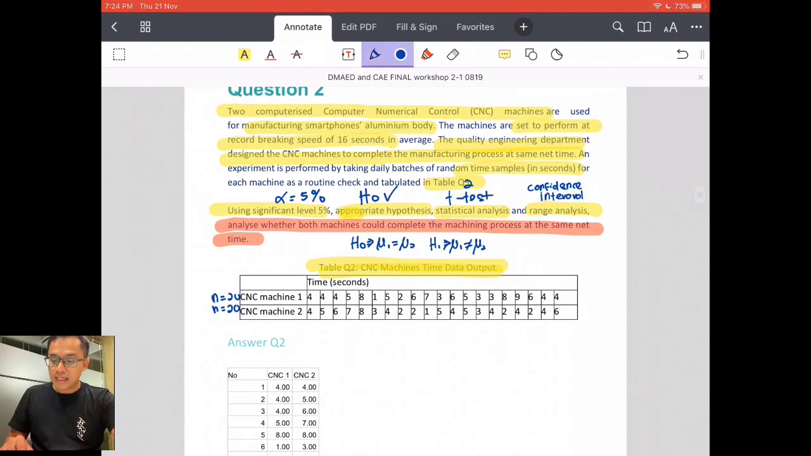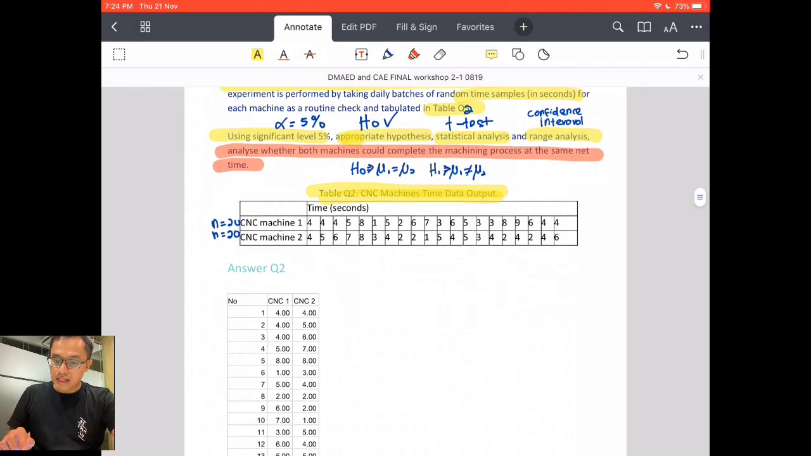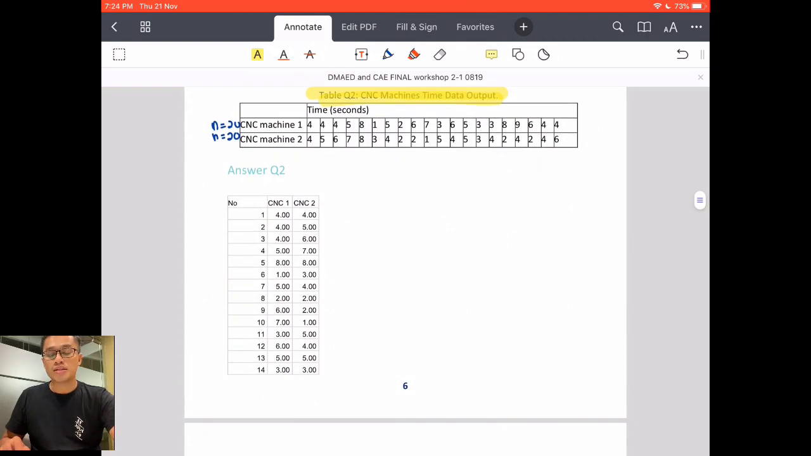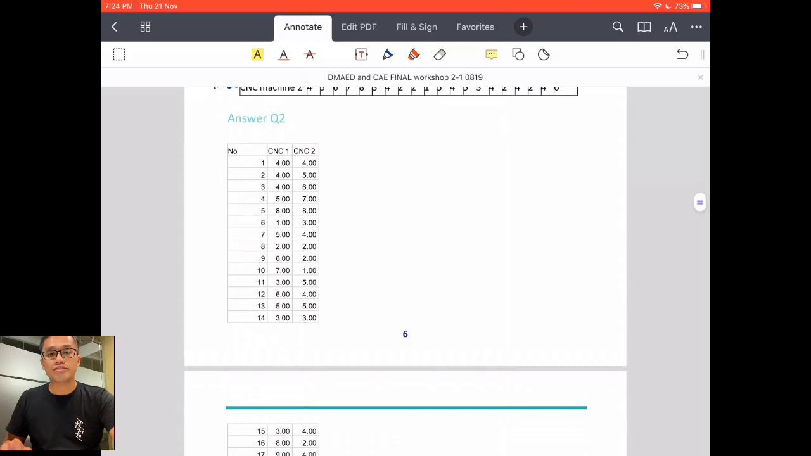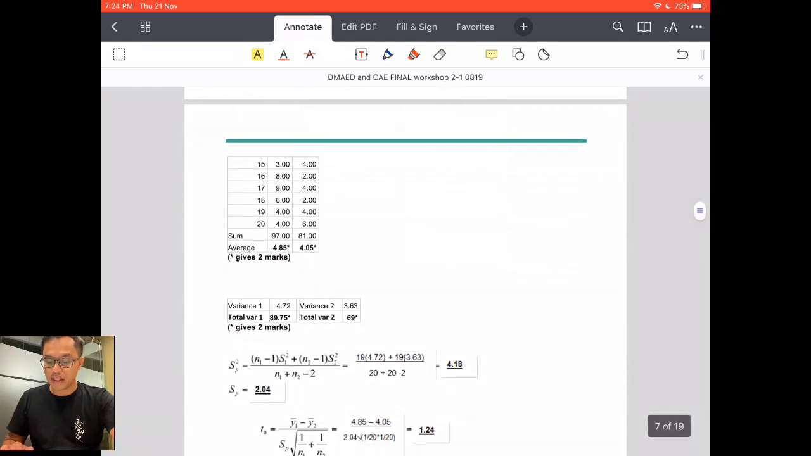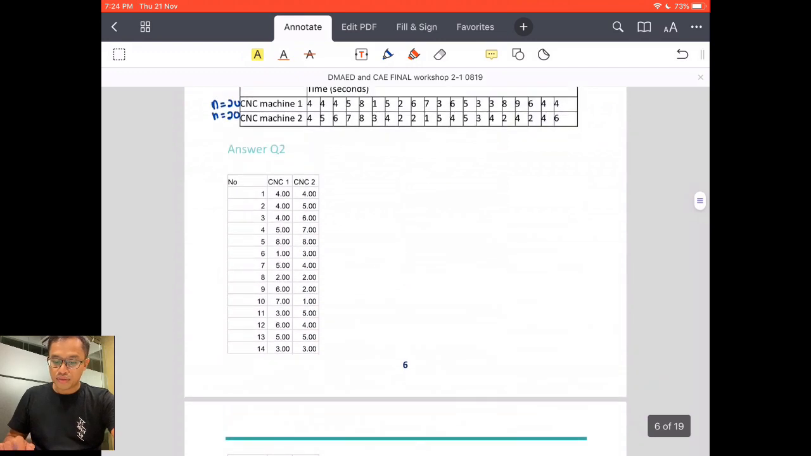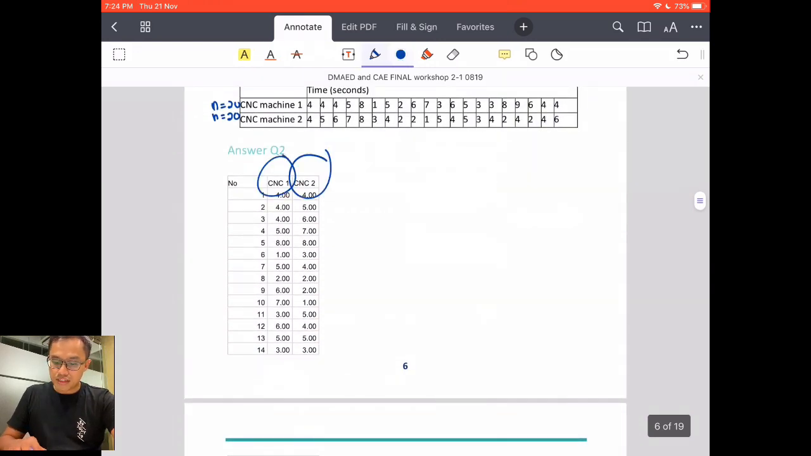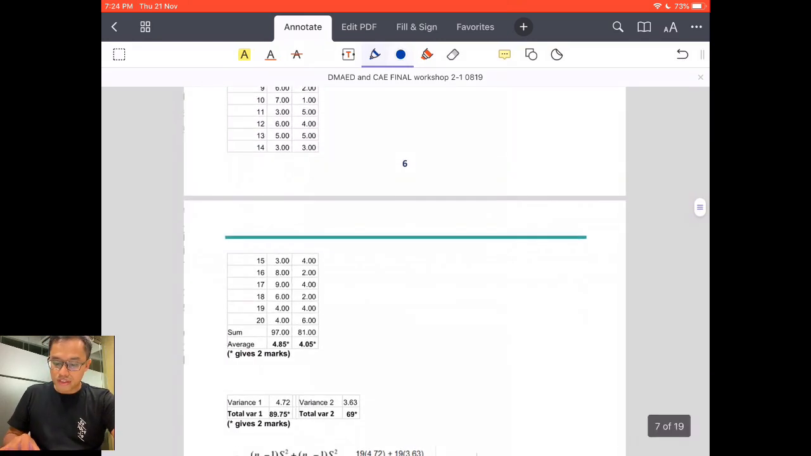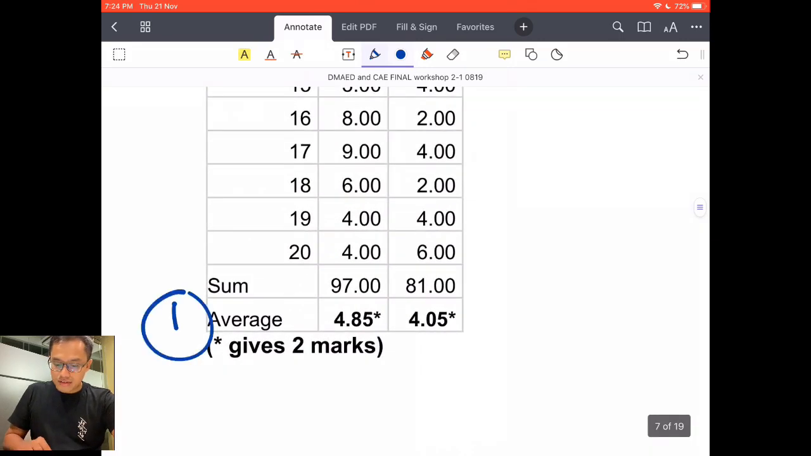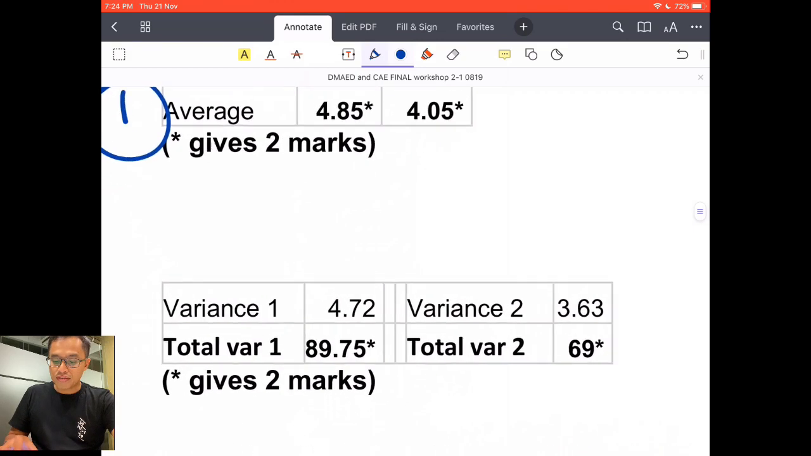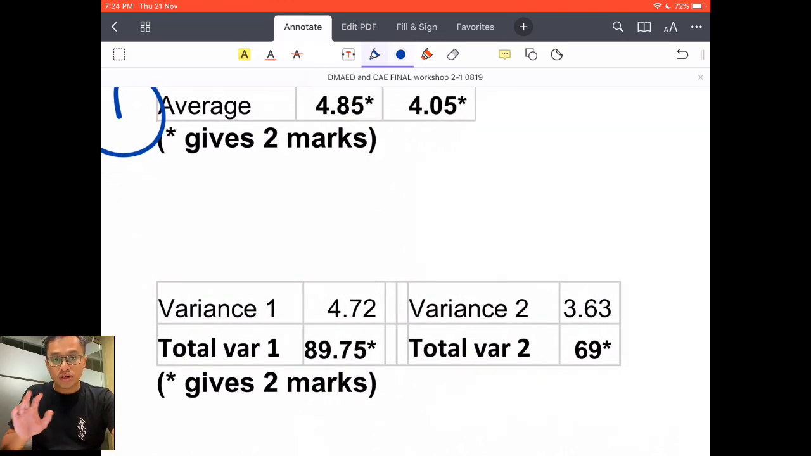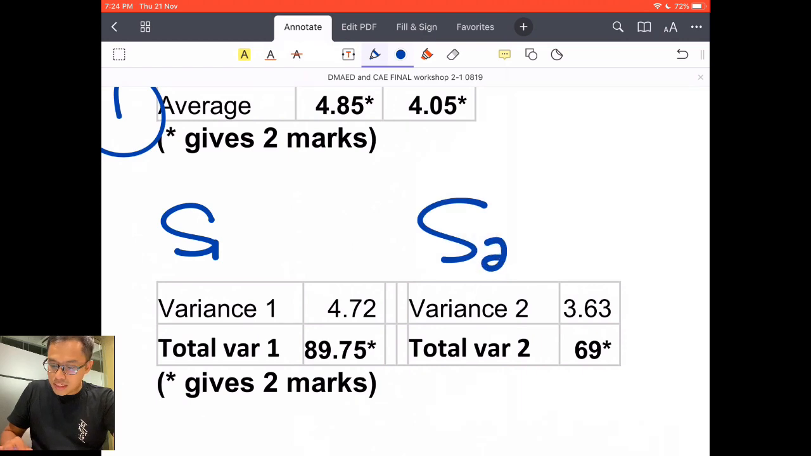In this workshop, I use an Excel file because it is easy for me to put down the answer. Please use the formula and find out if these answers are correct. This will be your guide. You have two groups, CNC machine 1 and CNC machine 2, and you must first find the average. I'll give you 2 marks for this one. Now, you need to find the variance for group 1 and group 2. This is S1, this is S2.